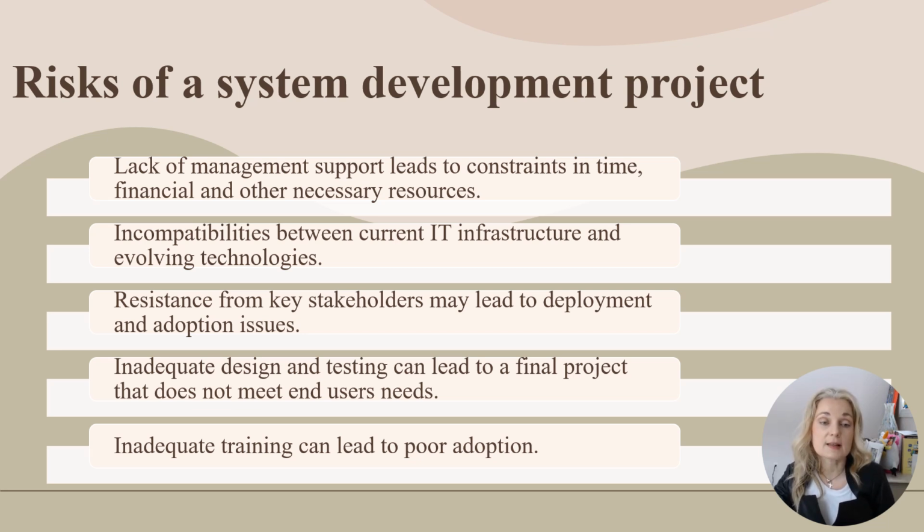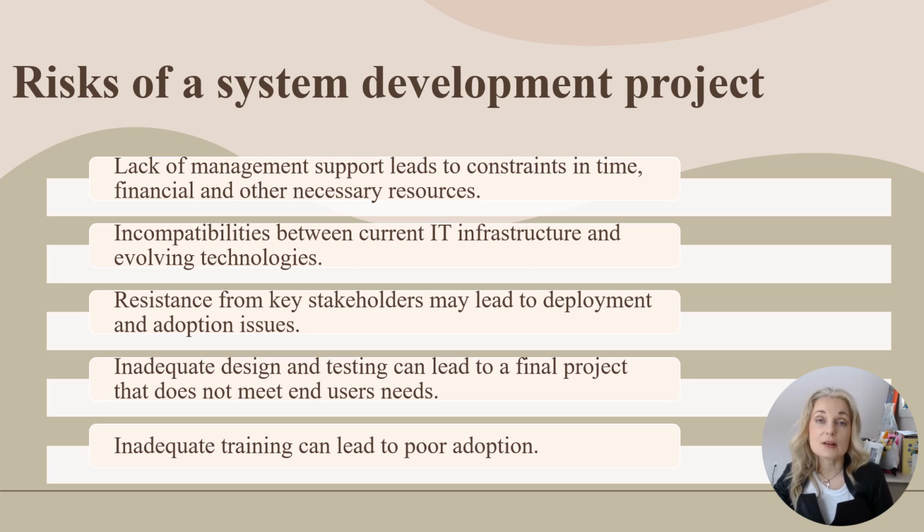Another risk is resistance from key stakeholders may lead to deployment and adoption issues. And key stakeholders are not only senior management, but also the users of the system. The users need to see the benefits of the system, and they need to see a way that the system will make their lives better. A lot of people are resistant to change because they're scared of change. So it is important to be open and honest with all stakeholders.